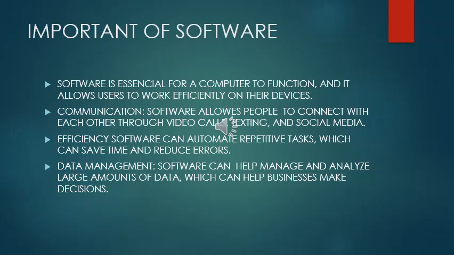So let's look at efficiency. Software can automate repetitive tasks, which can save time and reduce errors. You will be able to engage in many things at one time. You can be typing on your system, minimize and watch a video course, minimize and go to your Facebook, and minimize and go to your database. So this is the efficiency of software, and it also reduces your time. You can do several things in one place, and it reduces your time.